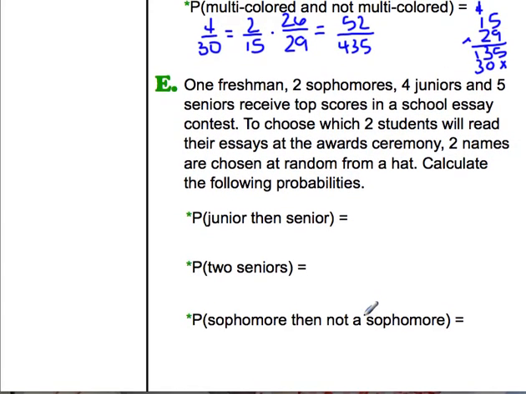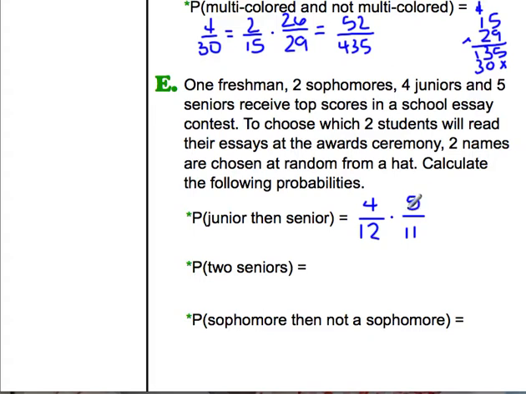So we look here. If we've got 1 freshman, 2 sophomores, that's 3 students, plus 4 juniors is 7, plus 5 is 12. So we have 12 students, and out of those we have 4 juniors. And then once we choose that name, we are now down to 11 students in the hat, and 5 of them are still seniors. So we have 4 12ths times 5 11ths.